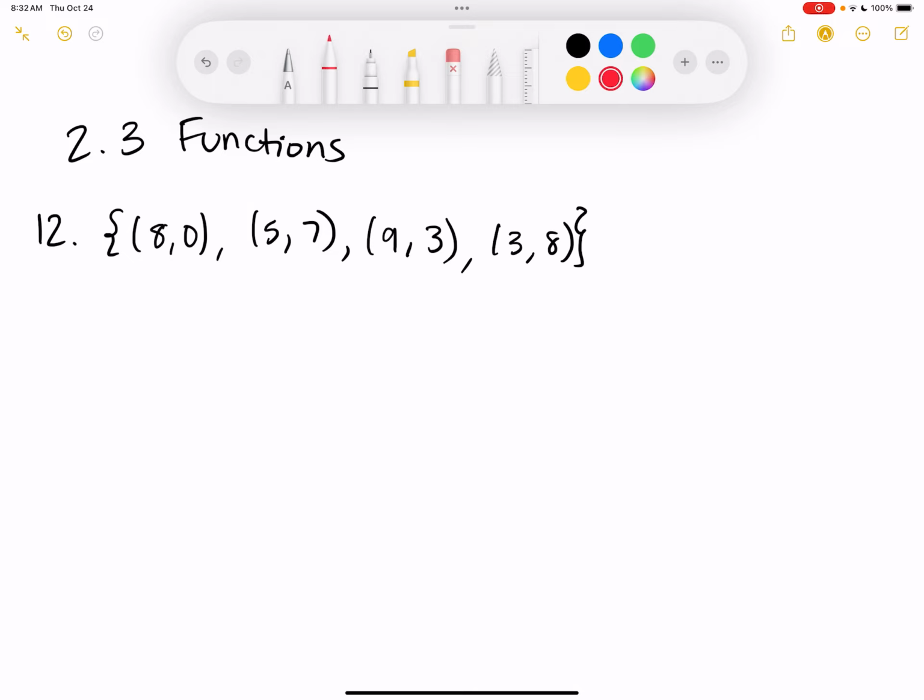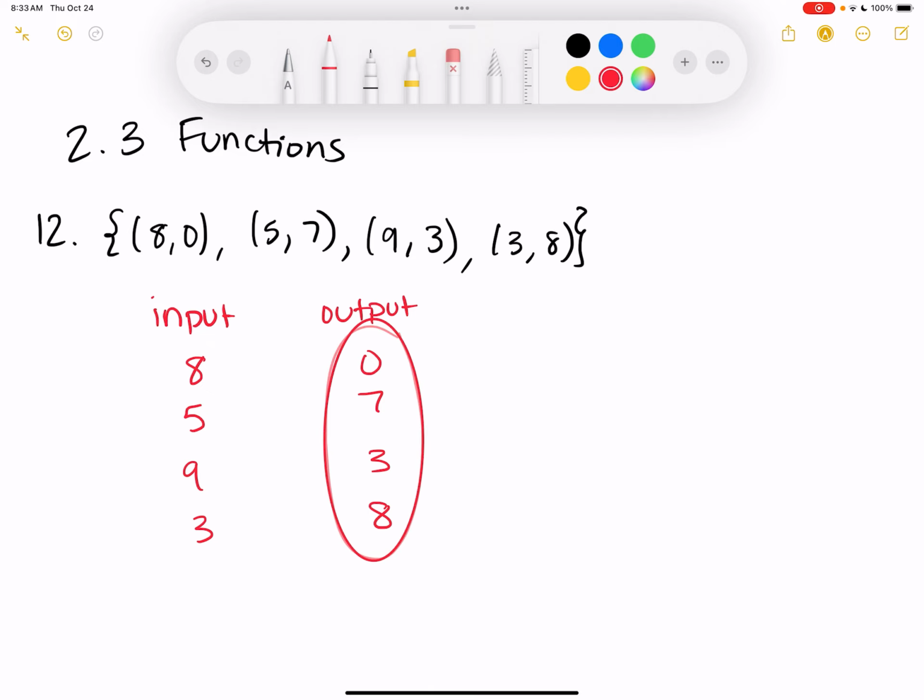So like I said, I like a mapping diagram, which is where we do the input, which are the x values, and the output. And depending on what I'm doing, I usually will line them up in order, but for the purpose of just this, I'm just going to write them with their pairs. So 8 and 0, 5 and 7, 9 and 3, and then 3 and 8. Now, if anything is repeated, x or y, we only write it one time. But that goes with that, that goes with that, that goes with that, and that goes with that.